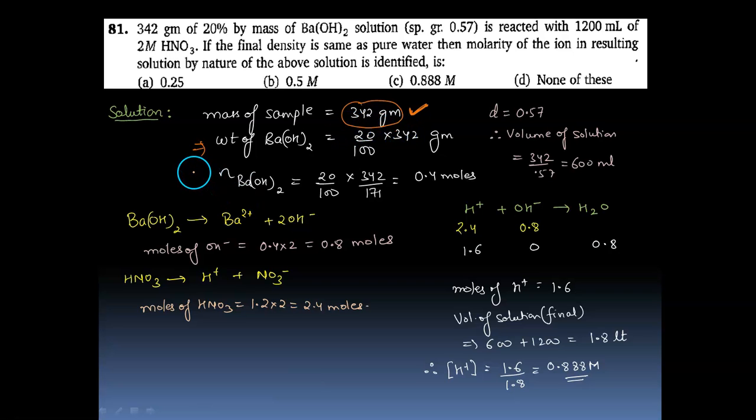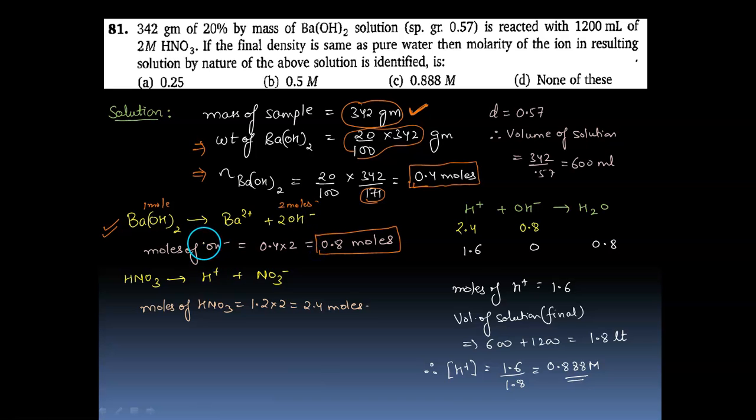Now, we want to find how many moles of barium hydroxide we have. That will be weight upon molecular weight. The molecular weight of barium hydroxide is 171. So, the total number of moles comes out to be 0.4. Now, when barium hydroxide dissociates, 1 mole of barium hydroxide gives us 2 moles of hydroxyl ions. Therefore, 0.4 moles of barium hydroxide will give us 0.8 moles of OH minus ions.